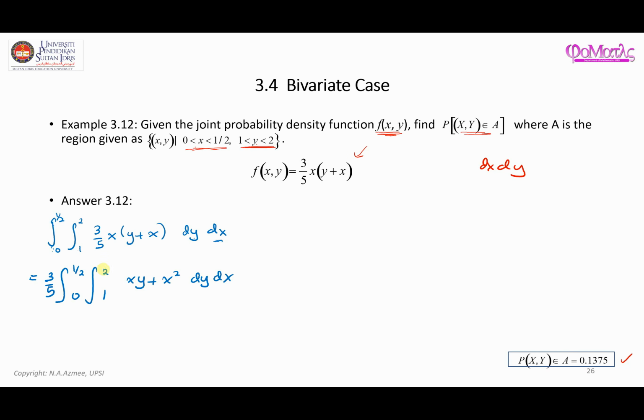Next, what I'm going to do is integrate this part with respect to y. So the result is going to be 3 over 5, 1 over 2, 0. In the process of integrating this, xy, x can be considered as a constant. Therefore, the result of this is going to be xy squared over 2, plus, again, x here is a constant, so if you integrate this, you will get x squared y. So that's the result, and you can consider the limits from 1 to 2.